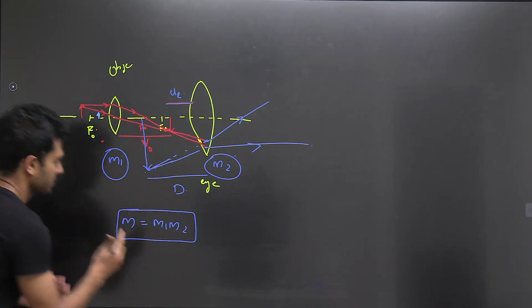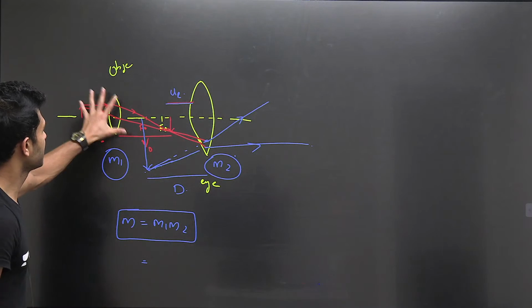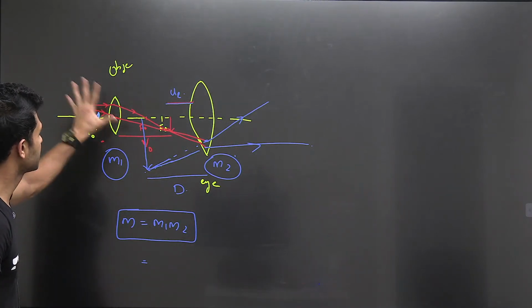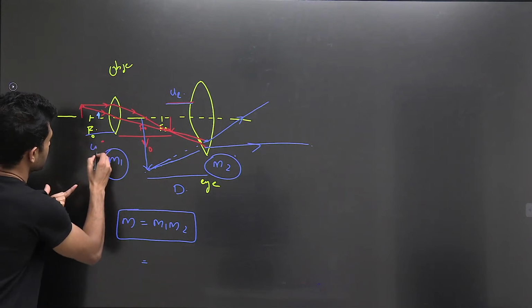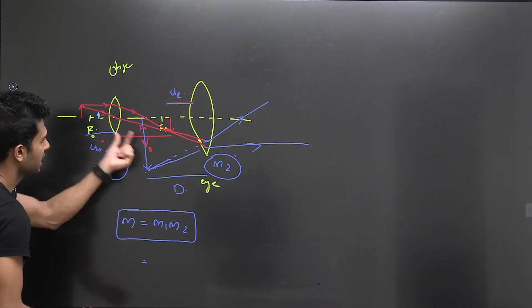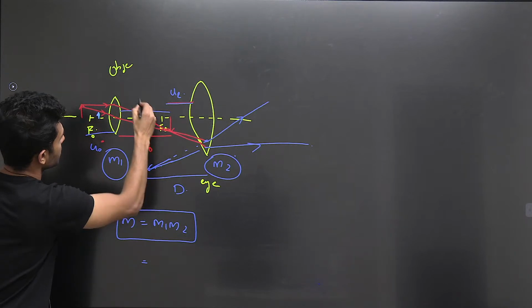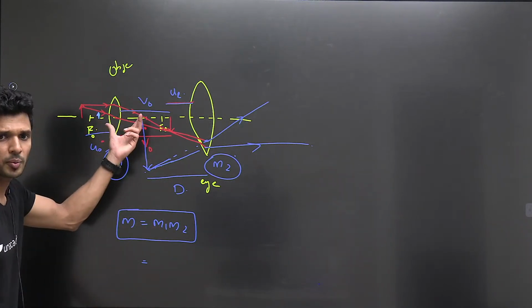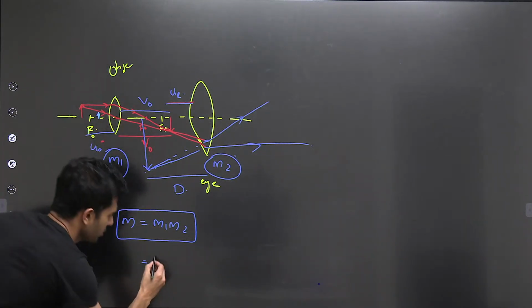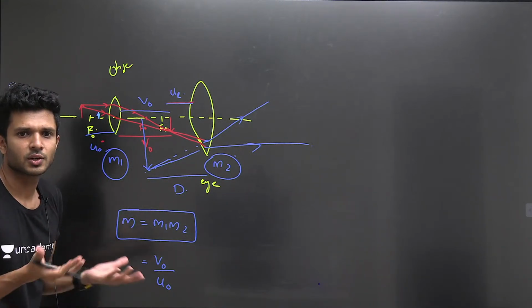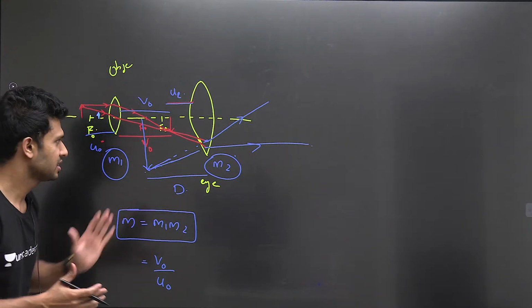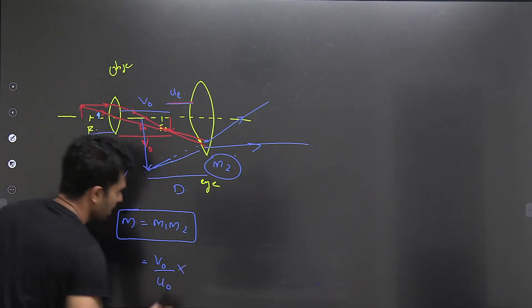Tell me, what is the magnification of the very first lens, which is the objective? The object distance is U0, right? And the image distance is V0. Formula for magnification of a convex lens, everyone knows. V0 by U0. कोई गड़बड़ है क्या? कोई गड़बड़ नहीं. Everyone knows. ठीक है. Look into the second one.